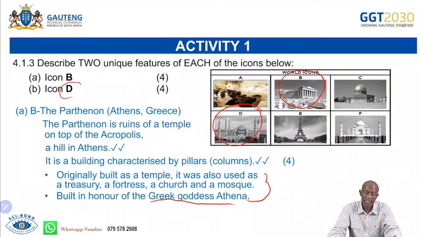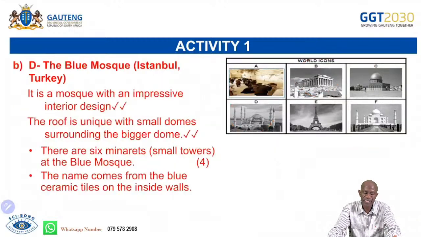And as we look into icon D, which is the Blue Mosque, it is found in Istanbul, Turkey. It is a mosque with impressive interior designs. The roof is unique with a small dome surrounding the bigger dome. So there is the big dome, and this bigger dome is surrounded by a small one. So these are your 2 points, and you get your 4 marks.